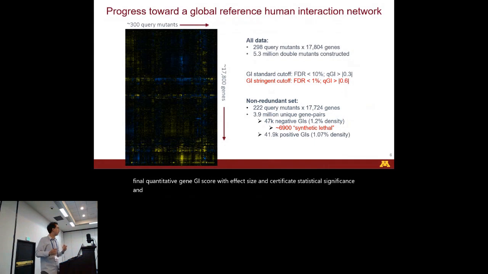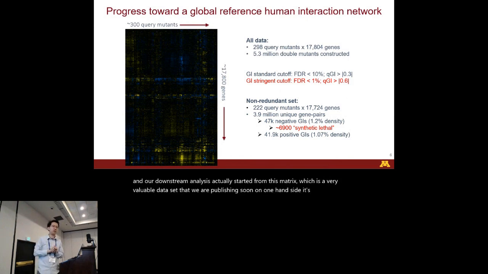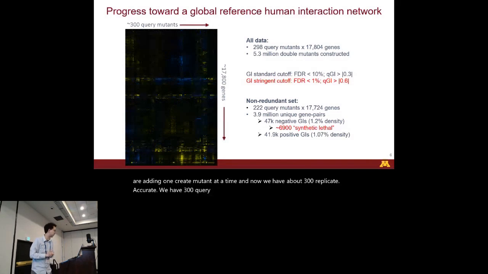Our downstream analysis started from this matrix, which is a very valuable data set that we are publishing soon. On one hand, it's almost genome-wide coverage of all the protein coding genes. On the other side, we are adding one query mutant at a time. Now we have about 300 query screens, and with that, we have 5 million double mutants created.